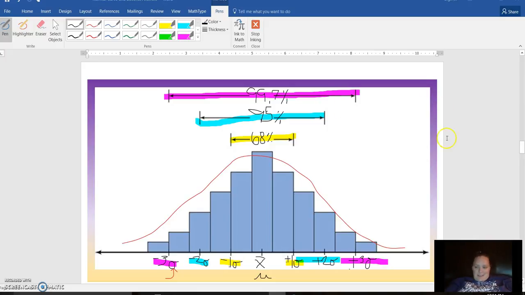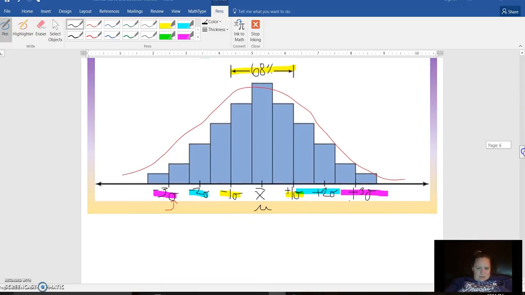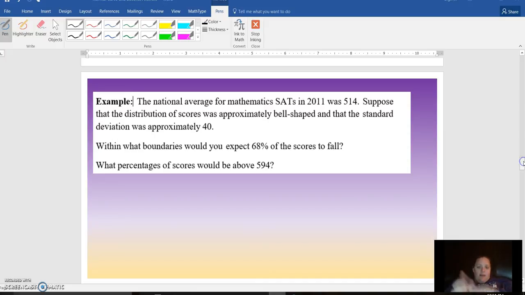Now let's do some math with it. The national average for math SATs in 2011 was 514. So this is X bar, the average. Suppose the distribution is approximately bell-shaped, and the standard deviation, sigma, is 40.